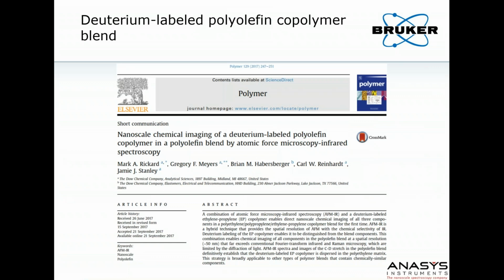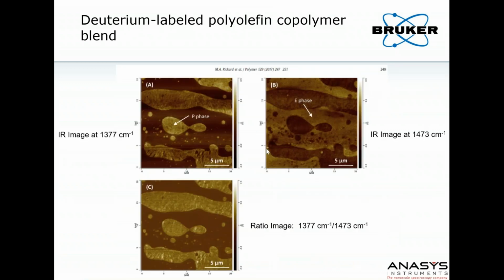This is some work that was just published out of Dow by Mark Rickard and Greg Myers there. They've been able to look at a deuterium-labeled polyolefin copolymer in a polyolefin blend by AFM-IR. The polymer they're looking at is a blend of polypropylene and polyethylene, compatibilized with an ethylene propylene copolymer. They formed the material, and it forms domains. You can see this is about a 20 micron by 20 micron area.